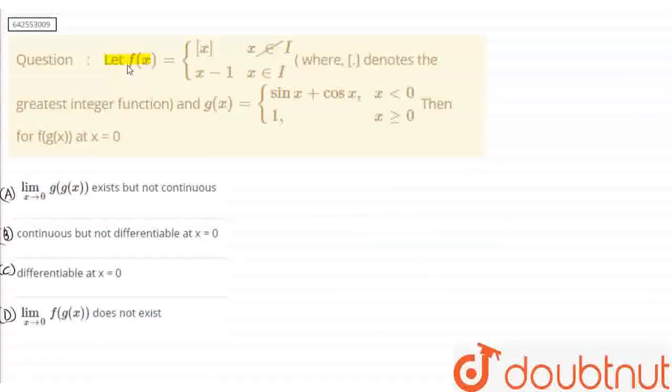So in the given question, there is f(x), which is the integral greatest integer function of x when x is not an integer, and when x is an integer, the function is x minus 1. And g(x) is given as sin x plus cos x when x is less than 0 and equals 1 for x greater than 0. Then we have to comment on f of g of x at x equals 0.